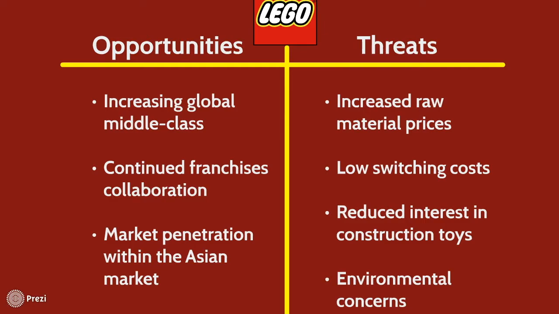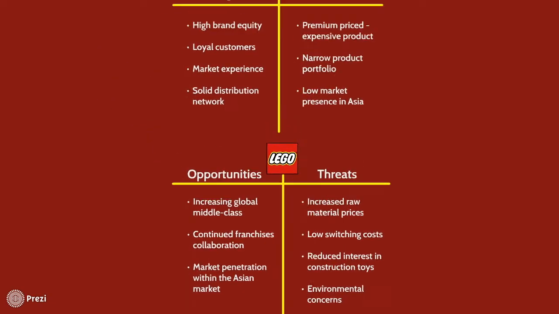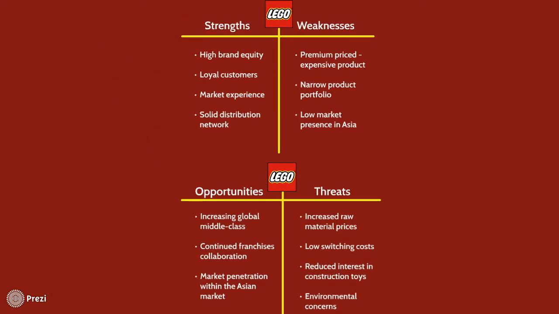The Lego group's opportunities are the increasing global middle class, continued franchise collaboration, and market penetration within the Asian market. The Lego group's current threats are increased raw material prices, low switching costs, reduced interest in construction toys, and environmental concerns. Here you can see both parts together. A SWOT analysis for Lego will typically look like this.